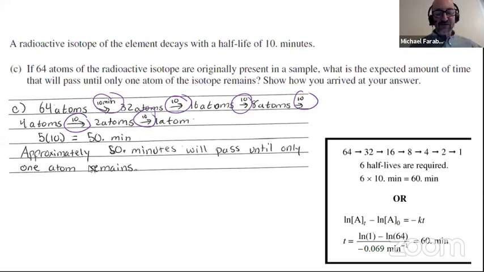So what they got right was the setup. What they got wrong was the total time. It should be 60 minutes and not 50. And there was another way they could have solved it using the first order integrated rate law, because again, radioactive decay is first order. Okay, so again, here's some general suggestions and guidelines for answering FRQs.